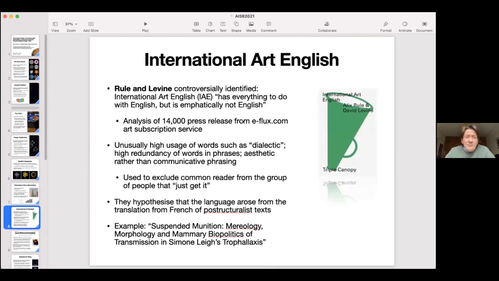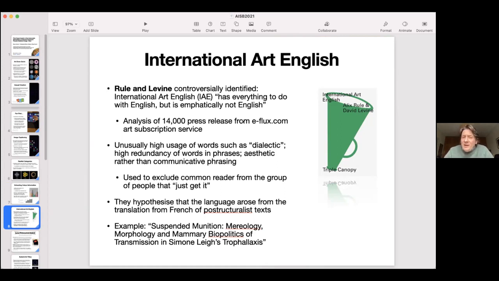So these people, Rule and Levine, wrote a book called International Art English, and this was quite controversial. They described International Art English as having everything to do with English, but emphatically not being English. And they put their money where their mouth was and analyzed 14,000 press releases from eflux.com, which is an art subscription service. And they identified three things, really.